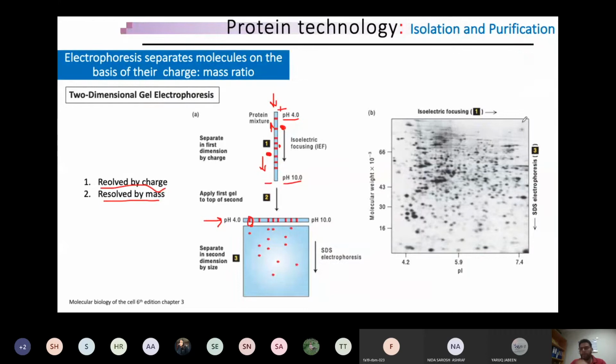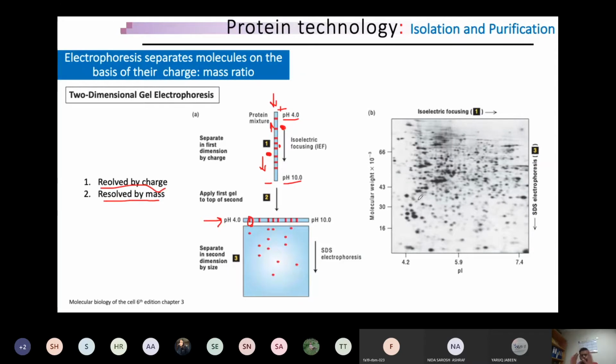by the end of the day, your gel will be something like this. So it's a mess. Believe me, it's not that easy. It's not as beautiful as it is shown in this slide, but it will be something like this. You will not have specific bands, but rather you will have dots all spread on this gel.